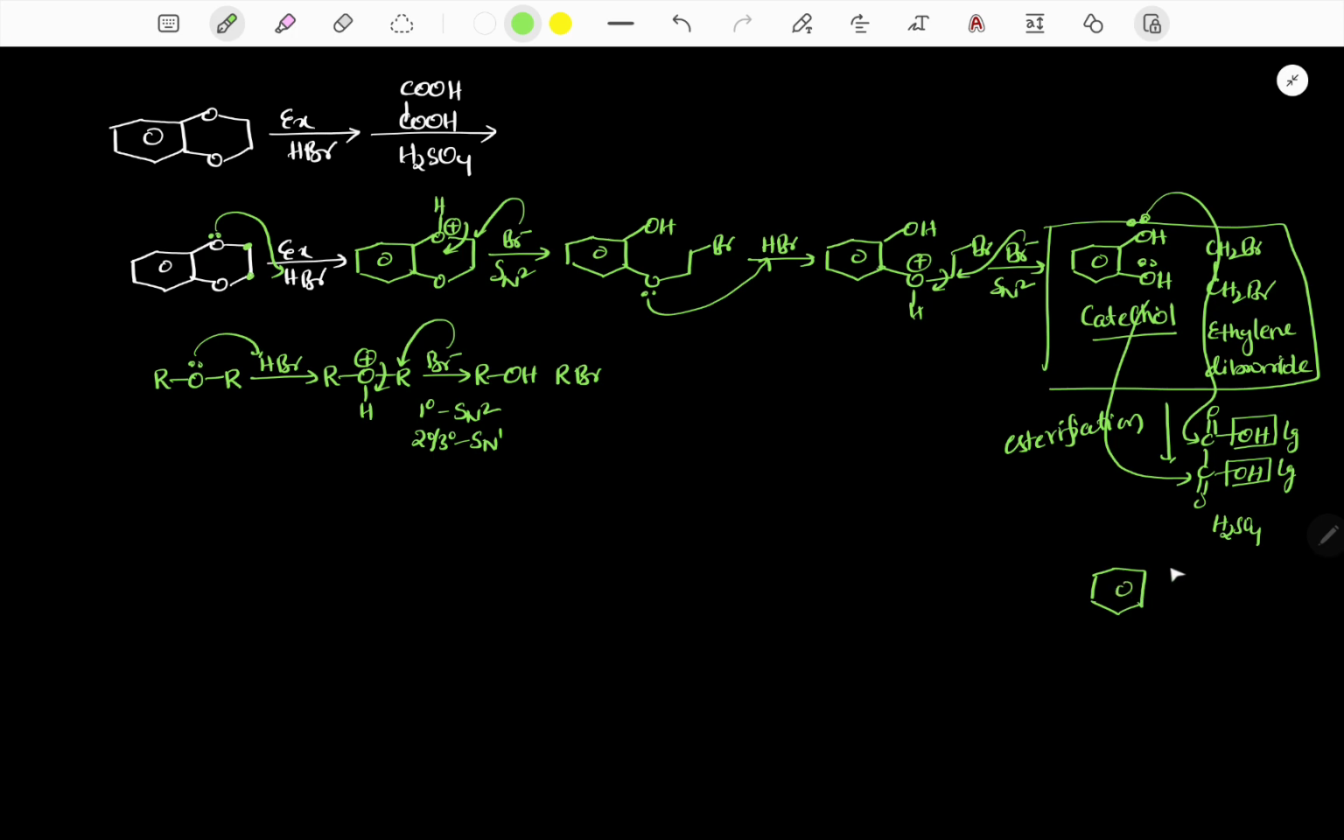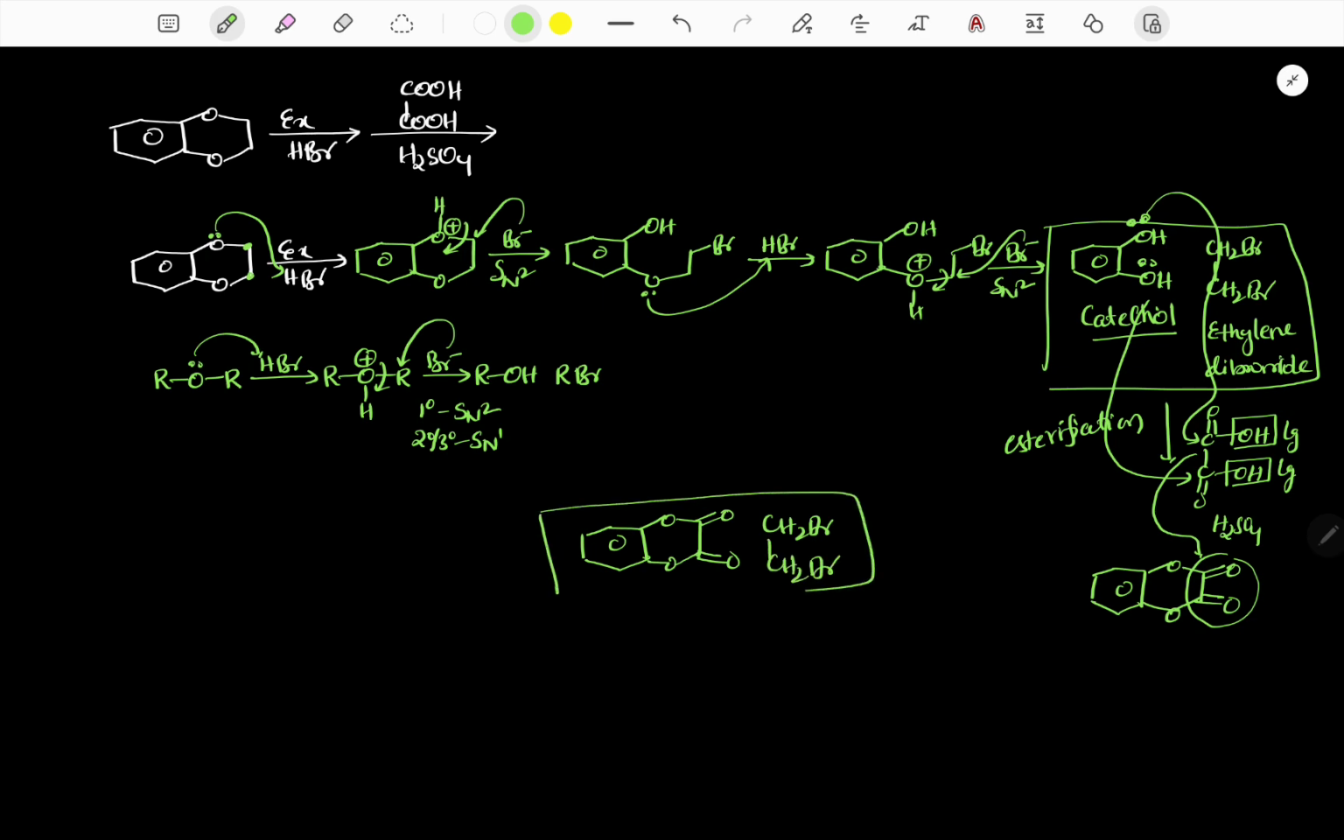Therefore the corresponding product is this. So it is the oxalic acid part. This is the oxalic acid part. So this is simply esterification. Therefore the final products are the corresponding diester and ethylene dibromide. So these are the final products.